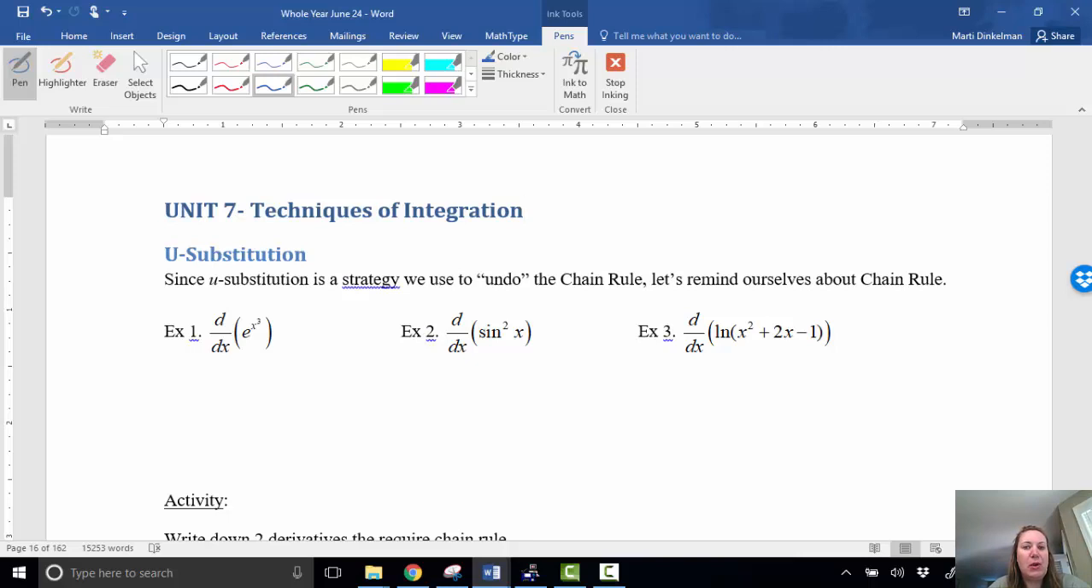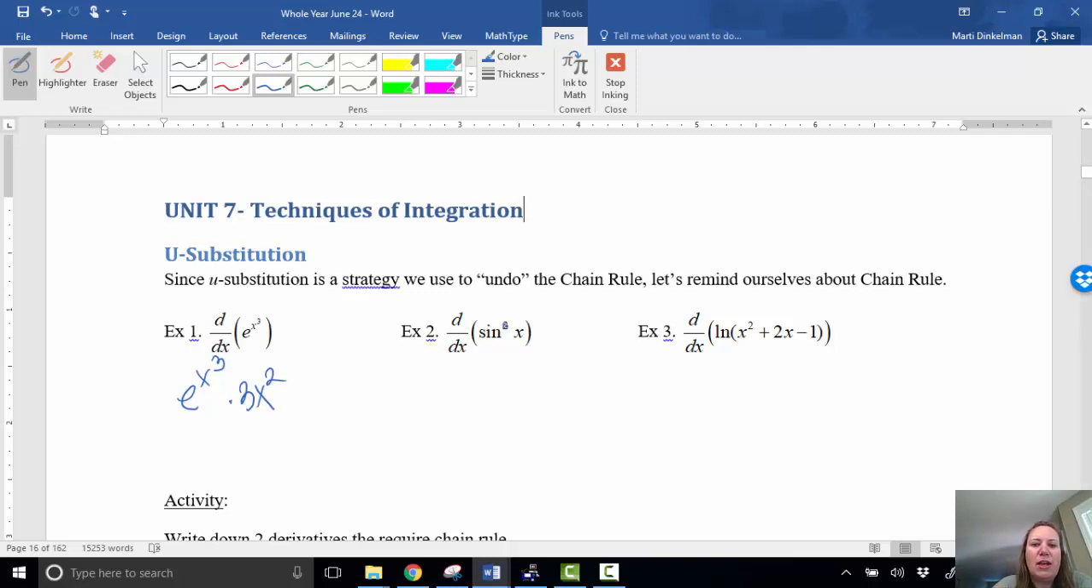Just as a quick reminder, because we are undoing the chain rule, let's go ahead and take the derivative of these, to remind ourselves what it's going to look like when we see that it's going to need to be u substitution for an integral. So the derivative of e to the x cubed, what I like to say is it's e to the stuff and then times the derivative of the stuff. And so what you have to notice here, if we were wondering if we had done the chain rule or not, is that we see the derivative of some inside thing happening.